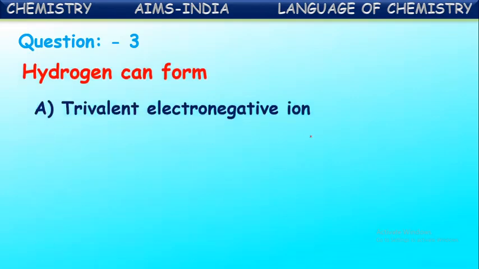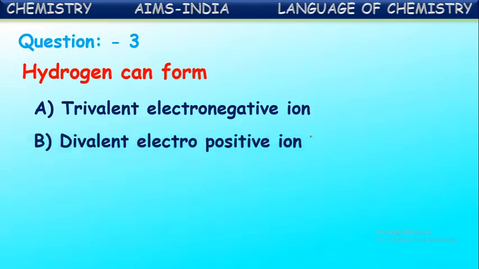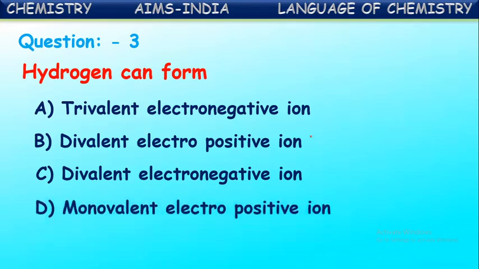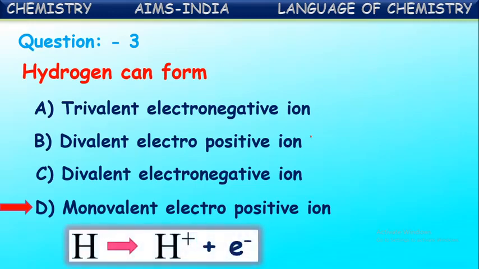Hydrogen can form what? Trivalent electropositive ion, electronegative ion, divalent electropositive ion, divalent electronegative ion, or monovalent electropositive ion? Which ion can hydrogen form? We have seen just now that the atomic number of hydrogen is 1 and its configuration will also be 1. So it can lose that one electron so that it forms one positive ion called a monovalent electropositive ion. This is the ion formed by hydrogen.